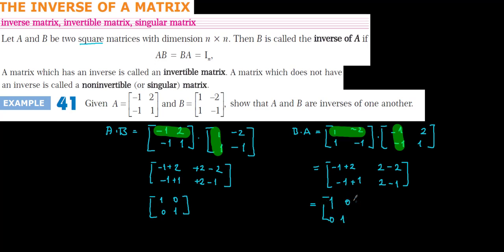As you see, A times B is equal to B times A. So A is the inverse of B, or B is the inverse of A, we may say.